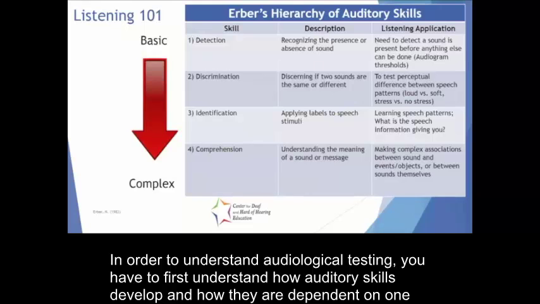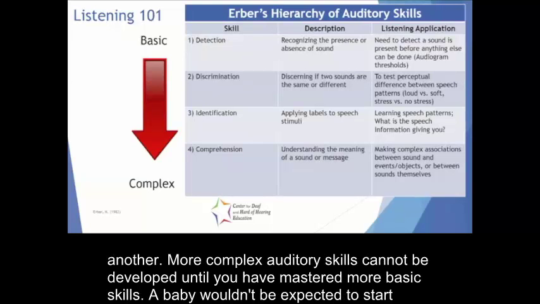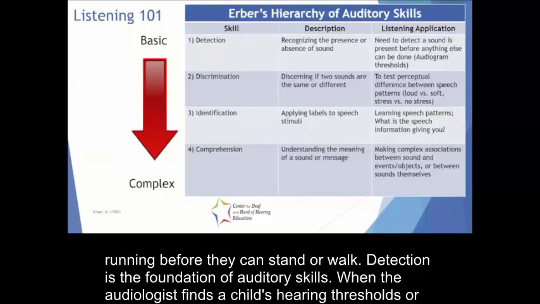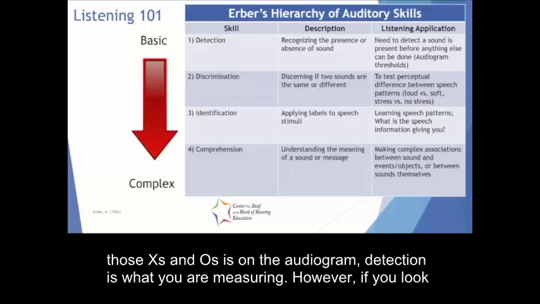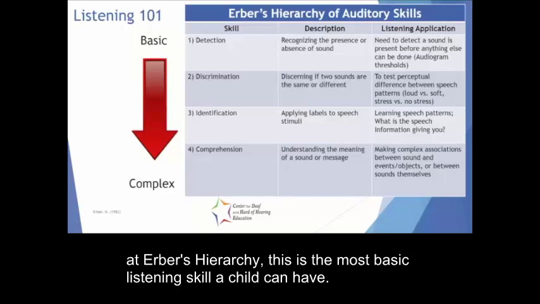In order to understand audiological testing, you have to first understand how auditory skills develop and how they are dependent on one another. More complex auditory skills cannot be developed until you've mastered more basic skills. A baby wouldn't be expected to start running before they can stand or walk. Detection is the foundation of auditory skills. When the audiologist finds a child's hearing thresholds, those X's and O's on the audiogram, detection is what you are measuring. However, if you look at Erber's hierarchy, this is the most basic listening skill a child can have.